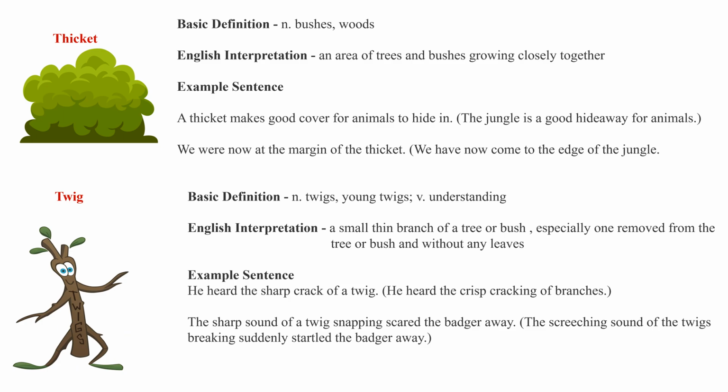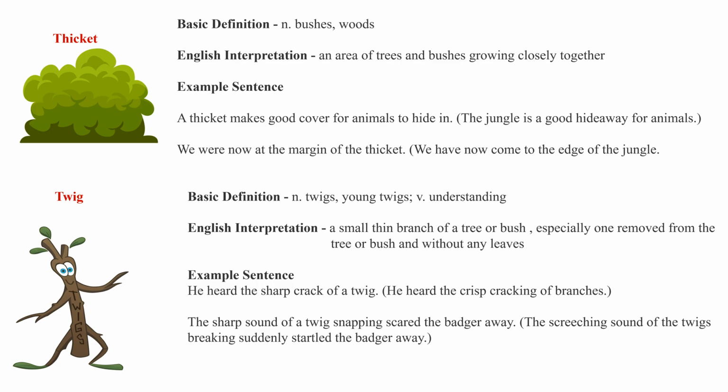The next word is thicket. It means bushes or woods, and it is a noun. We can say an area of trees and bushes growing closely together. Example sentence: a thicket makes good cover for animals to hide in. The jungle is a good hideaway for animals.